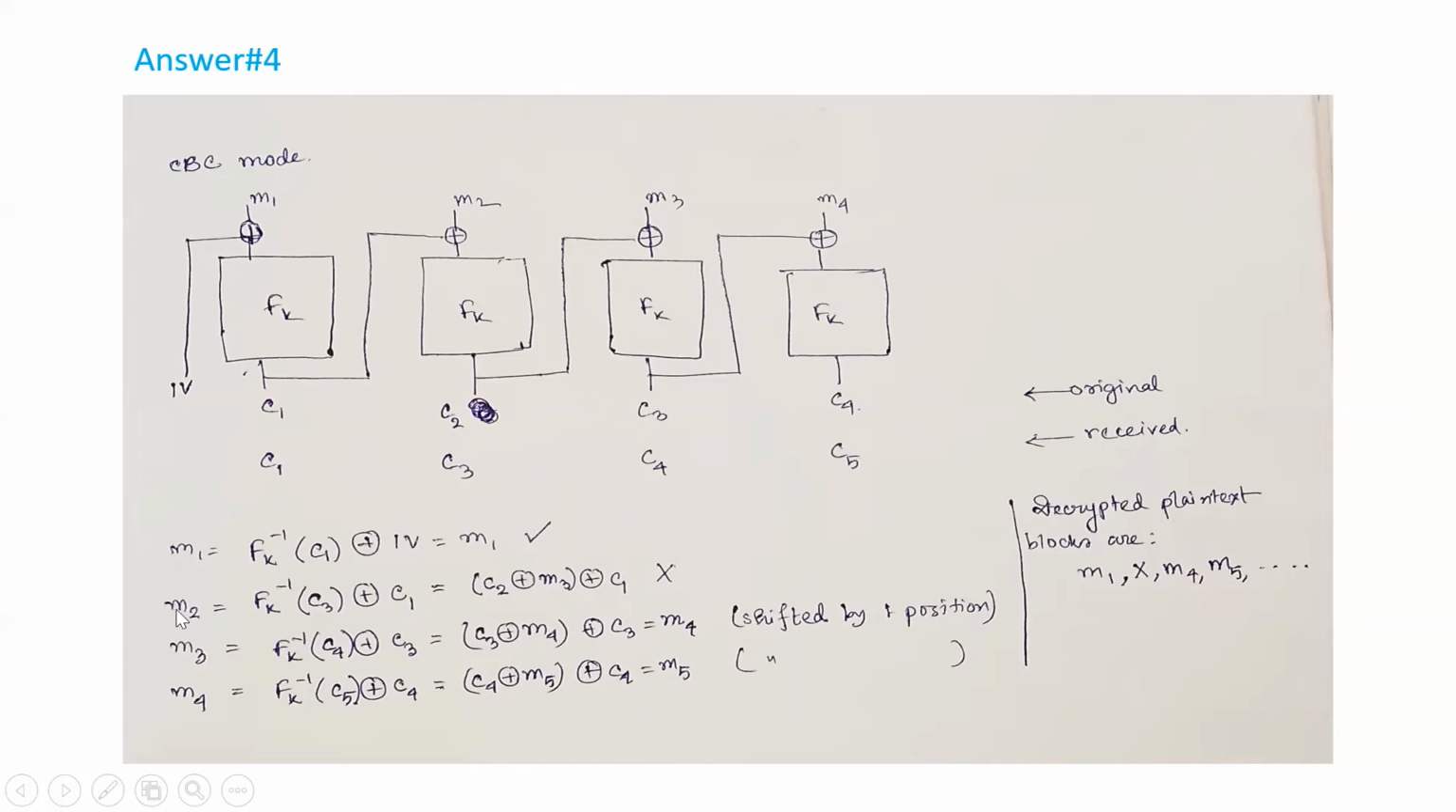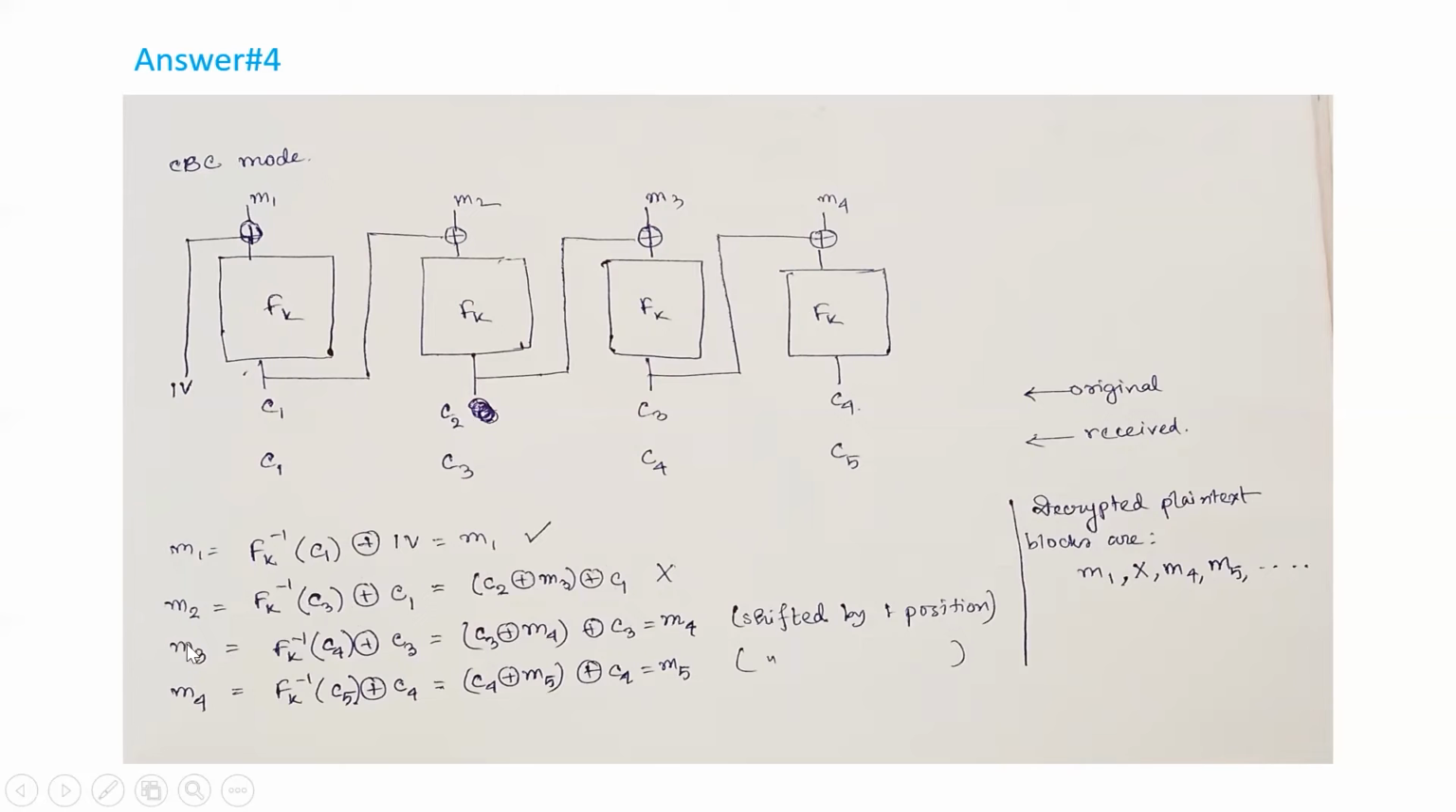Now what happens when you want to calculate M2? What you do is that you actually do F_K inverse of C2, which in your case is now actually C3. So you calculate F_K inverse of C3 and then XOR this with C1, the previous block of ciphertext. As F_K inverse of C3 is actually C2 XORed with M3. But as you received C3 in place of C2, so this certainly does not give you back the message M2. Okay.